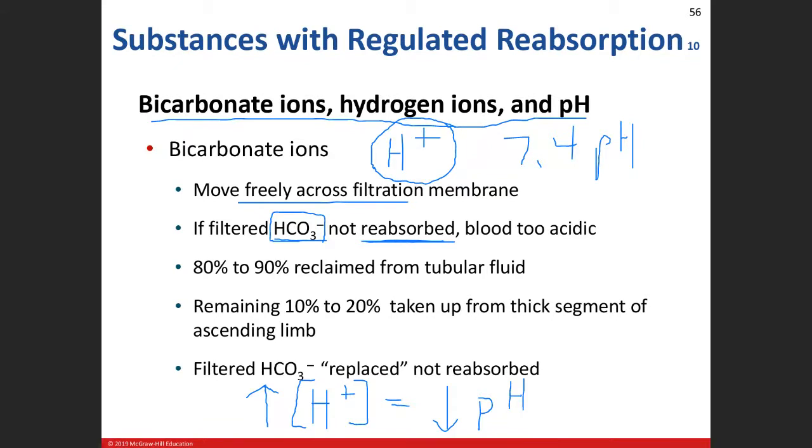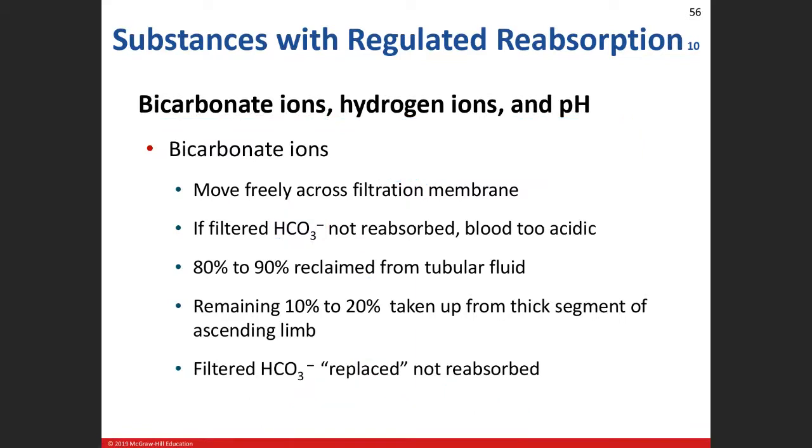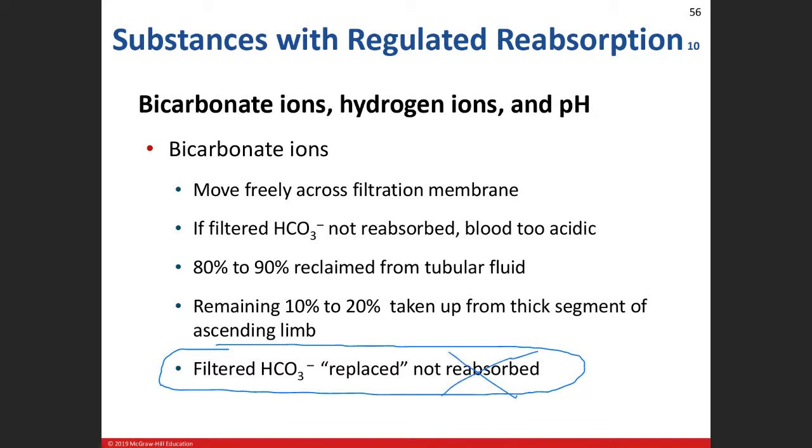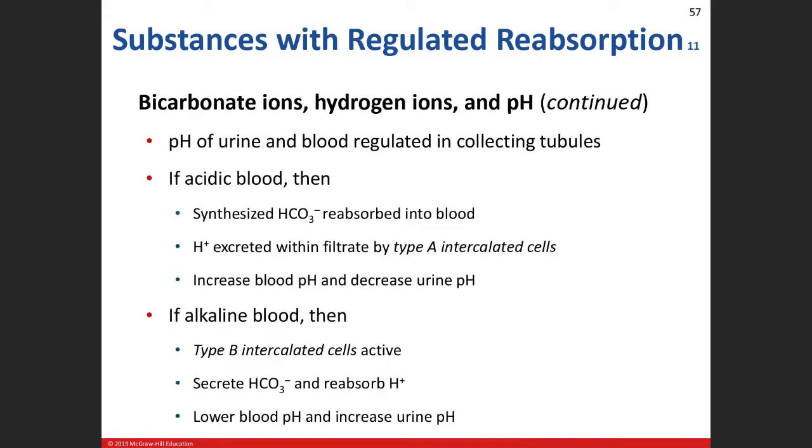All right? We reclaim it through a process that I'm going to go over with you here, in which we will replace the filtered bicarbonate with a brand new molecule of bicarbonate. Okay, so you really have to understand this fact here, that the filtered bicarbonate is not resorbed. We do not resorb that. All right, we're going to make it. Okay, so I'm going to go over that with you.